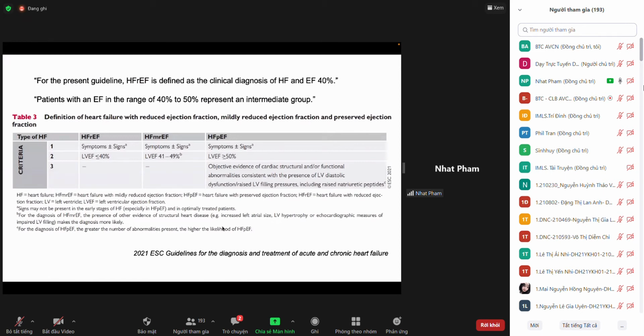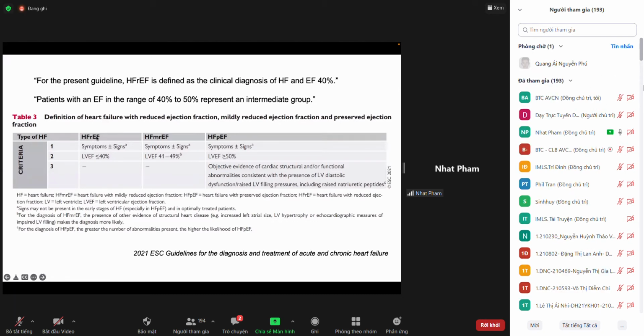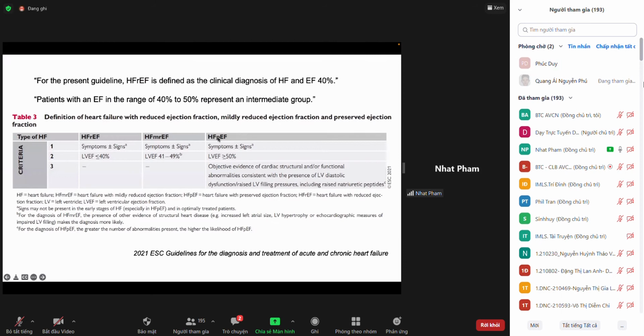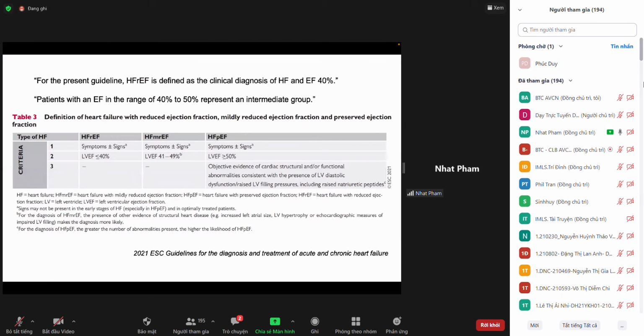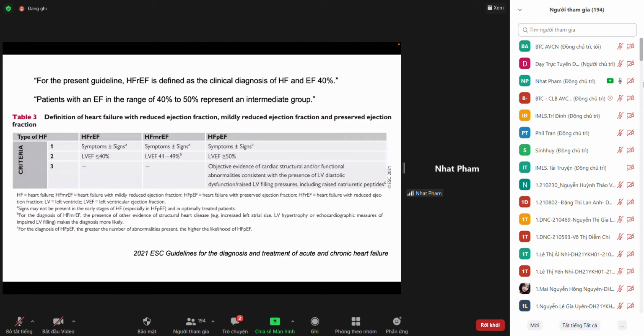So this one is the classification from the European Society of Cardiology. When we define heart failure, we can have three categories. The first is the patient with reduced ejection fraction, and with preserved ejection fraction, and the patient with symptoms or signs between the reduced and preserved. In this case, we're going to call it mid-range.